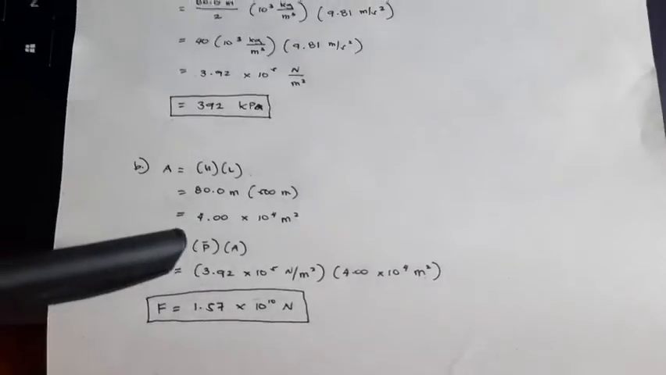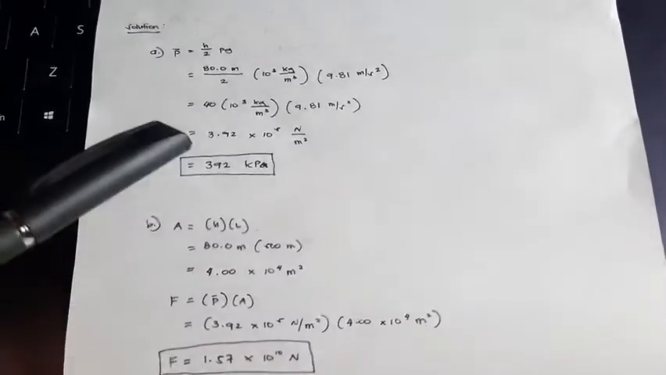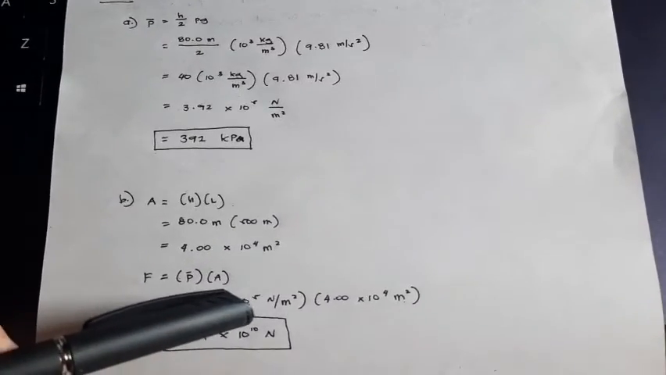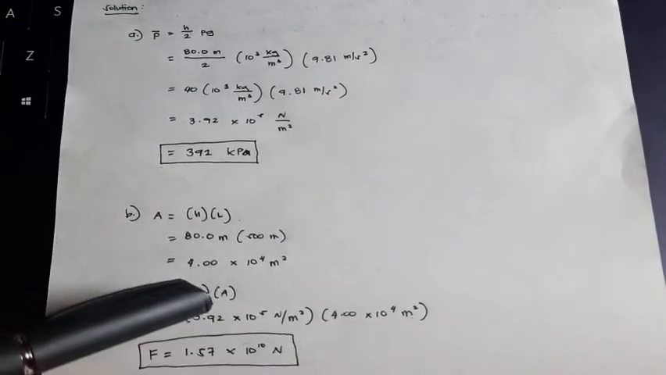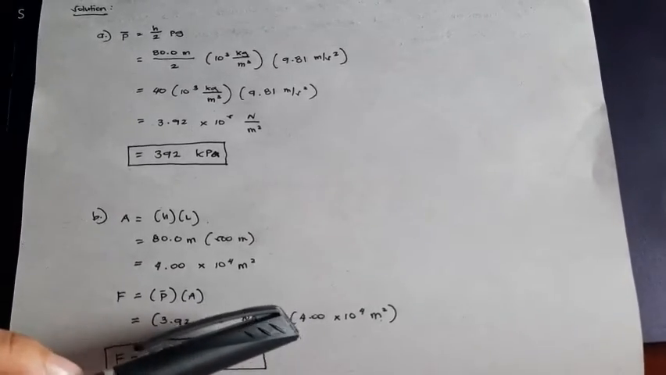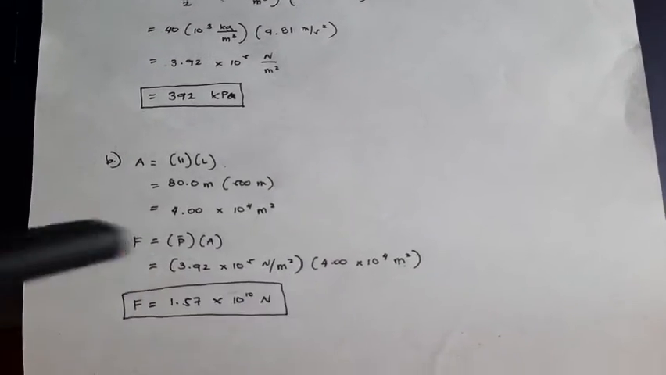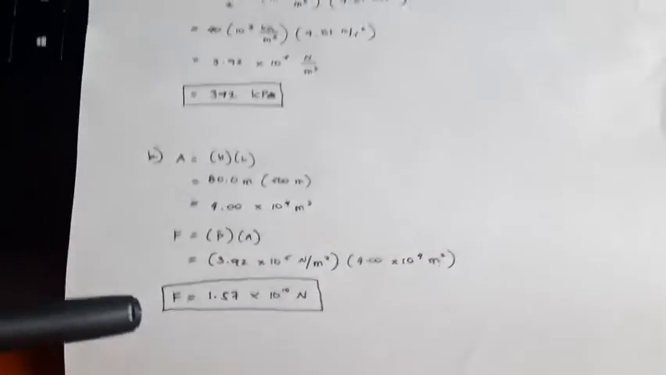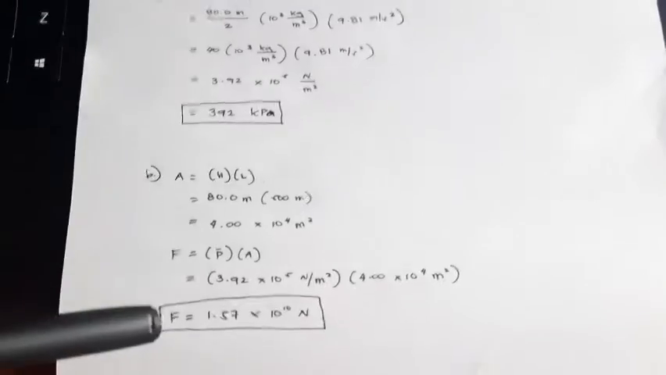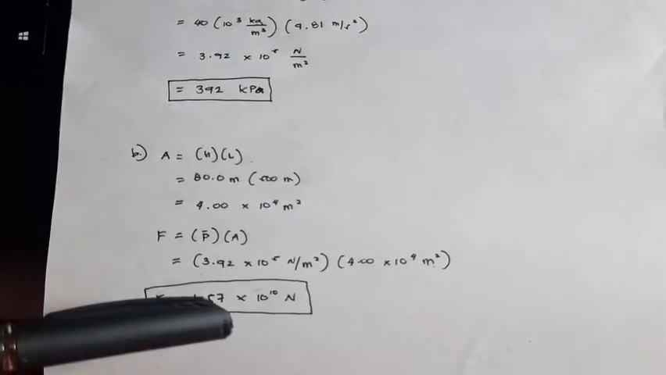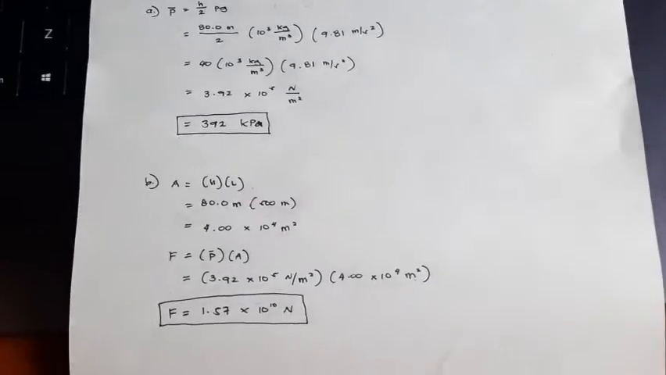Since we have found the average pressure, we just substitute it: 3.92 times 10 to the 5th power Newton per meter squared, times the cross-sectional area, 4.00 times 10 raised to the 4th power meter squared. Now we arrive at the force exerted against the dam, which is equal to 1.57 times 10 to the 10th power Newton.